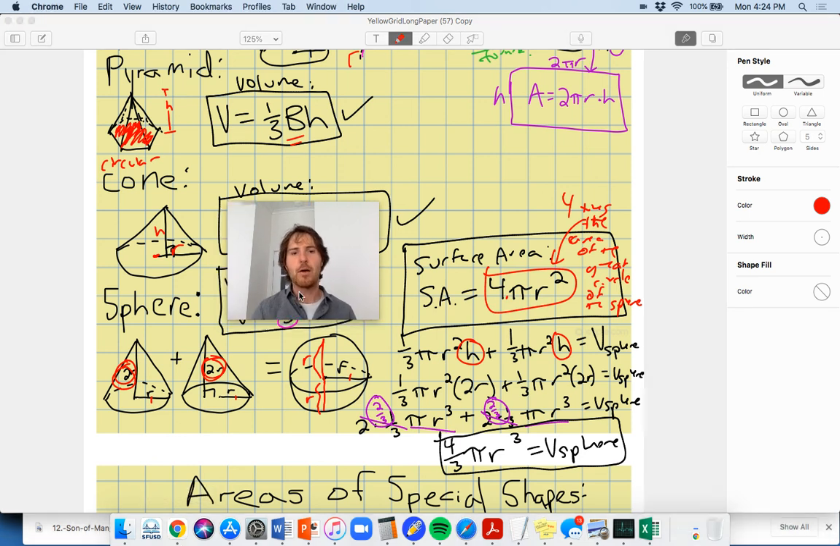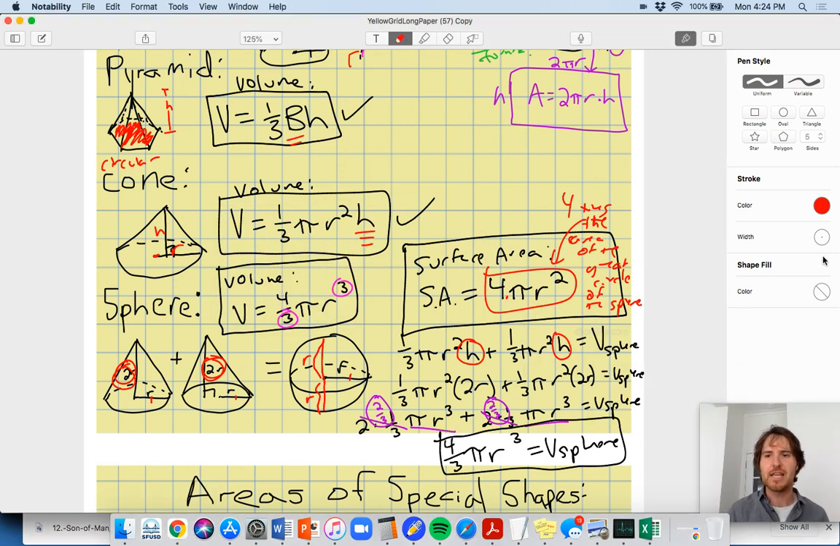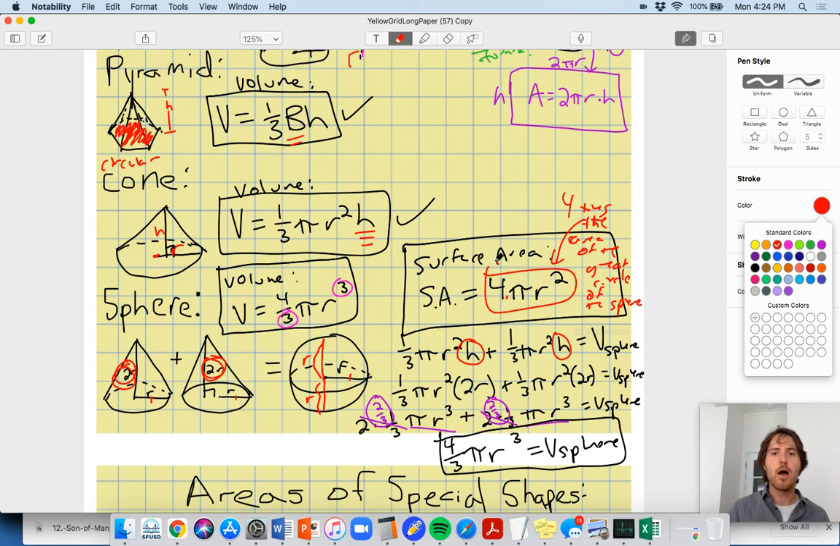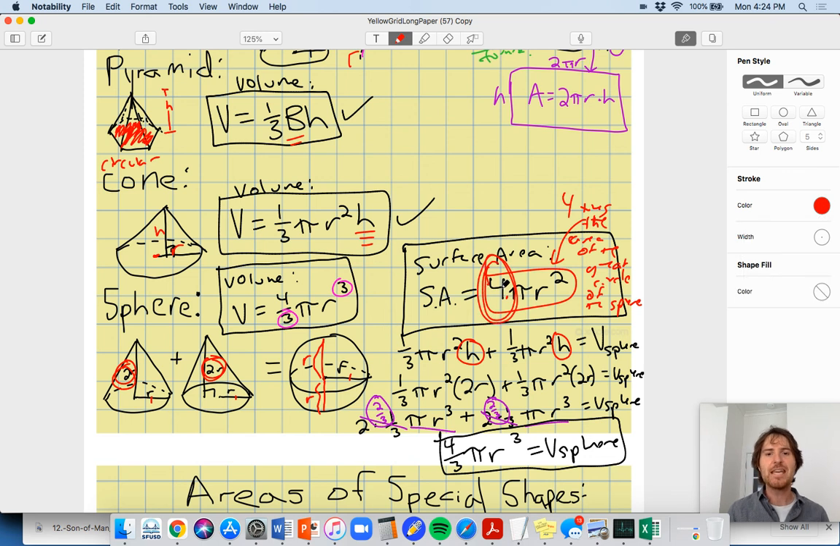So let's wrap this one up, because one of the things that is confusing for people is this. The number 4 appears in both the surface area formula and the volume formula for spheres. So these are easily mixed up. The volume formula of a sphere is 4/3 pi r cubed. The surface area of a sphere is 4 pi r squared.